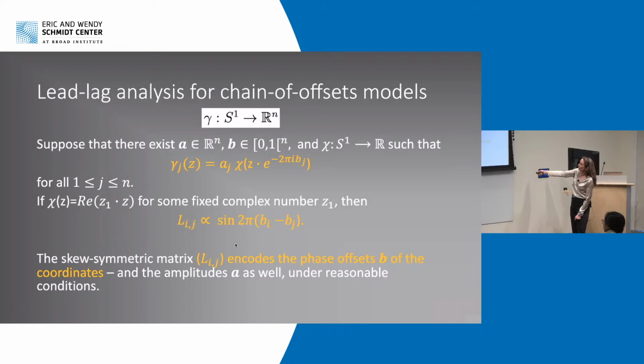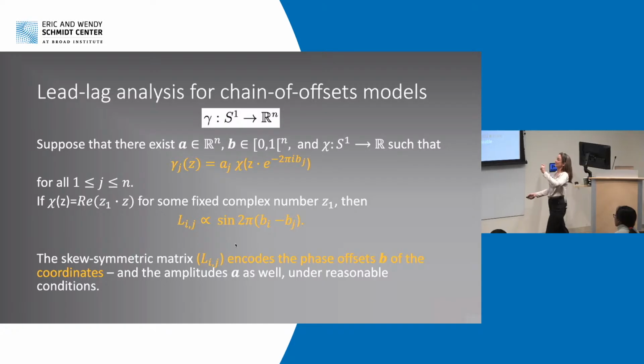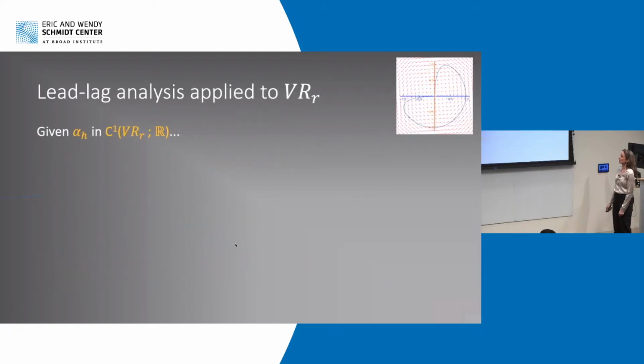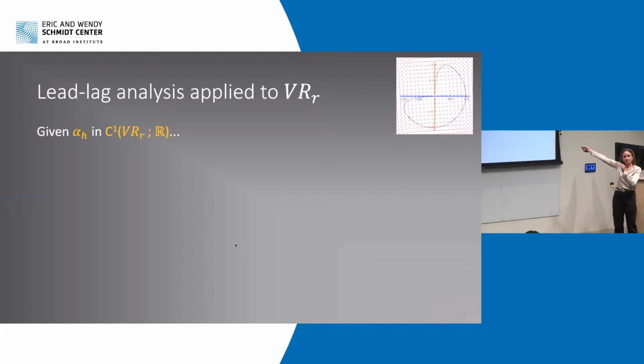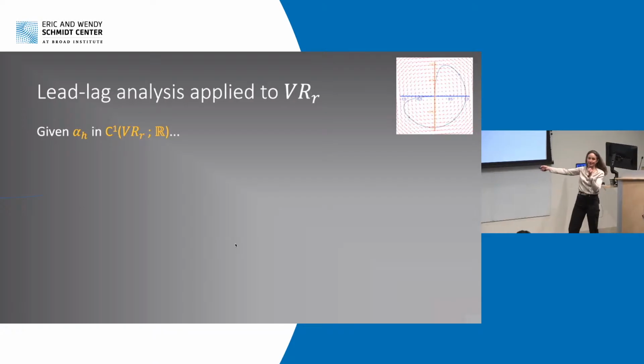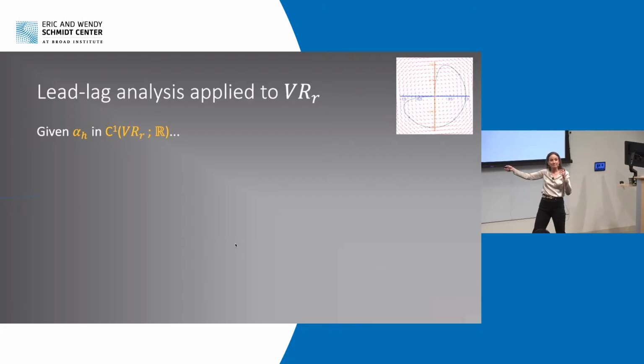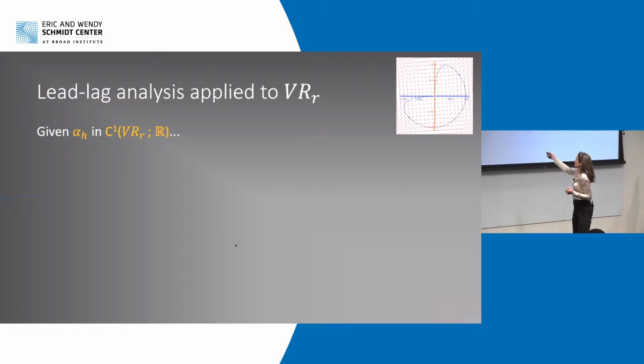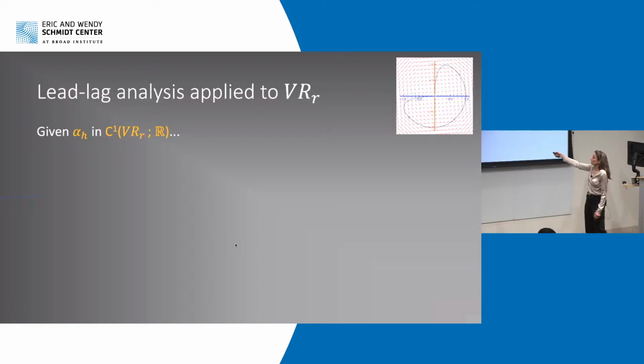And so if we take the whole matrix of these lead-lags, then what it's encoding is precisely these phase offsets of the coordinates. So that's the interest of calculating this matrix. It's going to give you how these phase shifts are working with respect to each other. OK. So now we want to apply this in the case of our v at our critical threshold r, 0.9 in our case. So now we suppose we have our unique harmonic representative of this circular structure. So it's one of these one cochains.